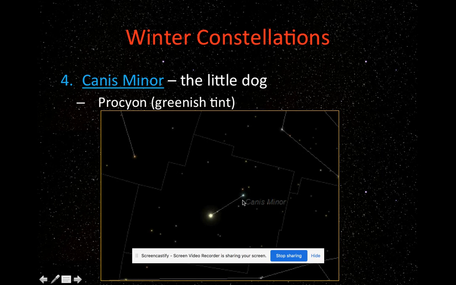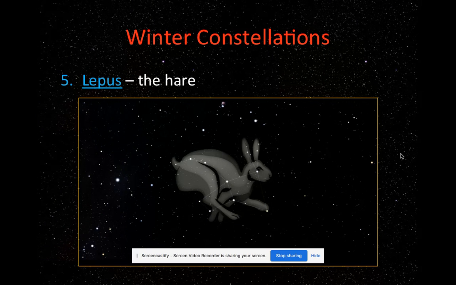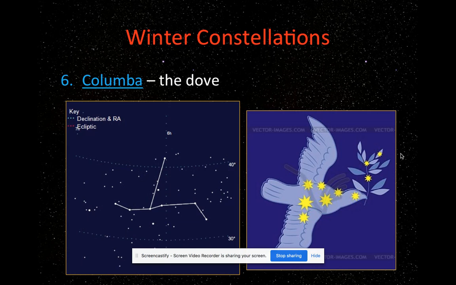It's two stars. You have Procyon, which is like a greenish tint based off of the way it goes through the atmosphere. I think it's more like a yellowish star. But it is just a stick, is all it is. Lepus is the hare. It's another wintertime constellation. Columba is the dove.